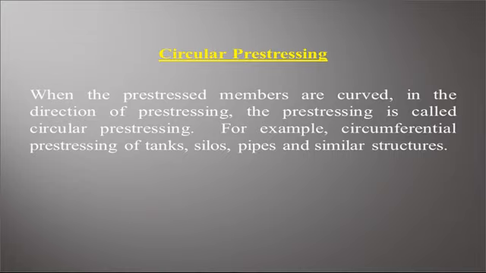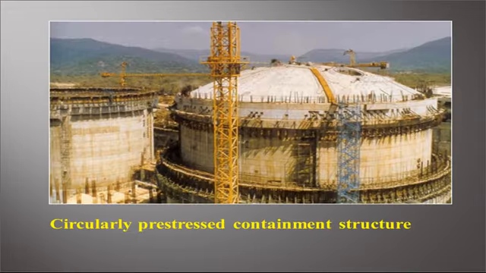Circular prestressing, when the prestressed members are curved, as in case of the water tank. In that case, circumferential prestressing of tank, silos, pipe, and similar structures will go for the circular prestressing. This is the example of circular prestressing. This dome is prestressed with the help of prestressing.